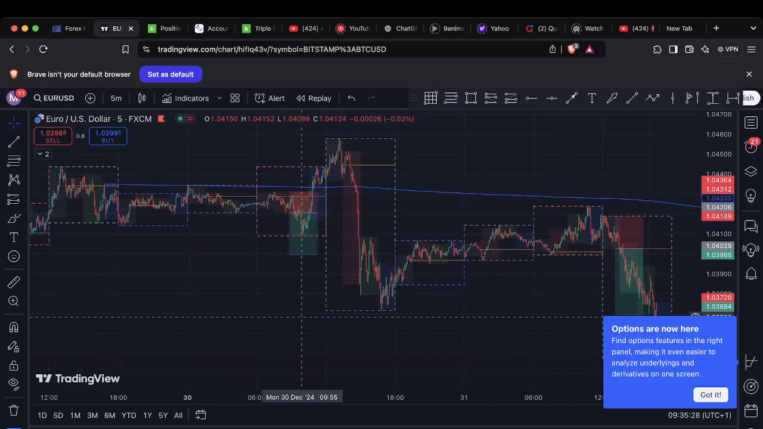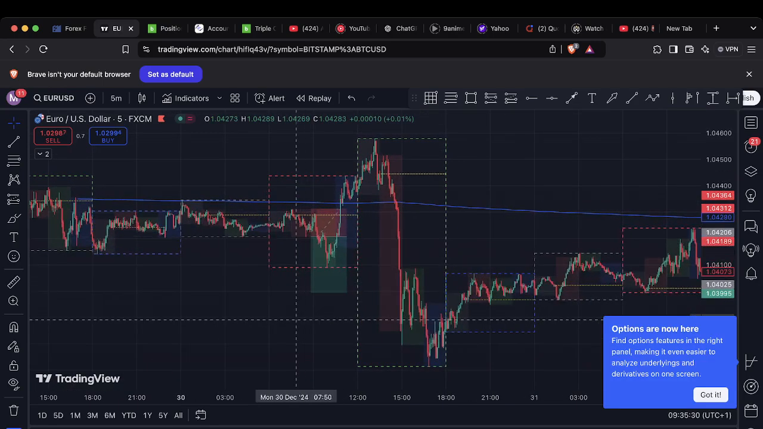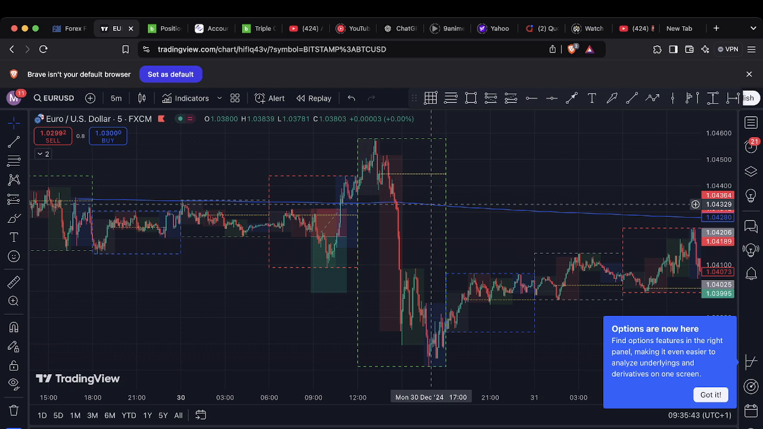We'll be going through them one after the other to have an understanding why we took the trade and why the trade did not work out. So first of all, you can see that price was trading below the blue line. Remember what I told you about the blue line?